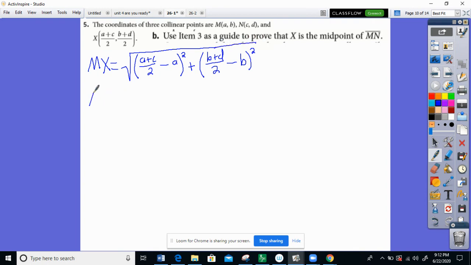Okay, so all we need to do is simplify this out. Just like we did before, we're going to do a common denominator. Common denominator for the first term is 2, so we want to have a common denominator of 2 for the second term. But remember, this whole difference is squared. Same thing for the difference in the y coordinates. Common denominator of 2, so now that's 2b.